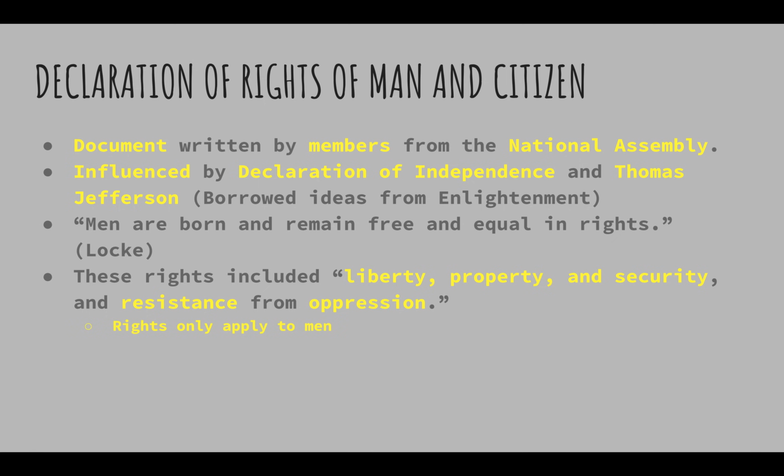And unfortunately for women, in the Declaration of Rights of Man and Citizen, women are not included. This just gives rights to men and men only. It won't be till later on that women will have the right to vote and have a say in government. So go ahead and hit pause and fill in all the blanks for this section.